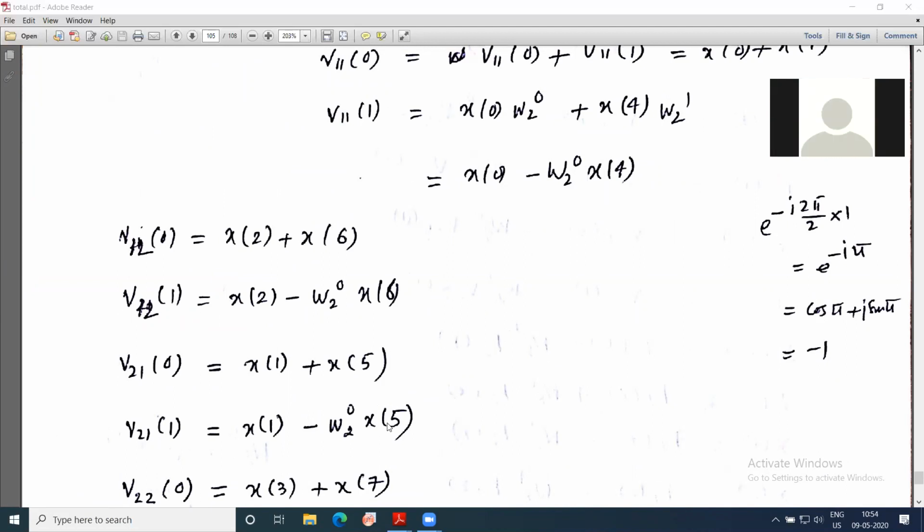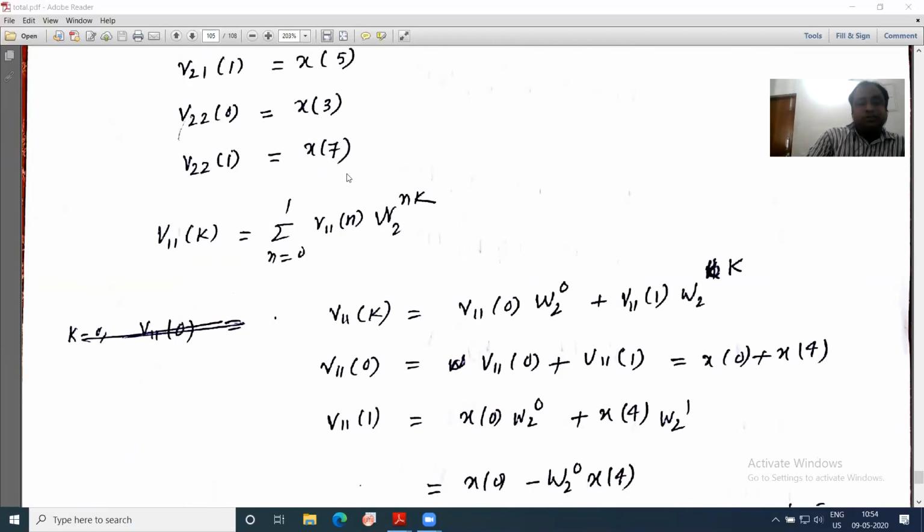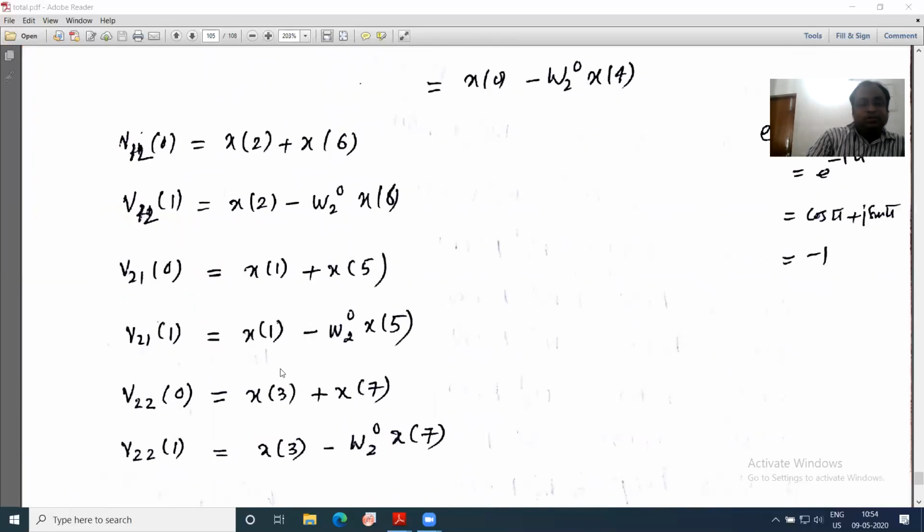Yes, sir. Fine. Now v22 of 0 is x3 and v22 of 1 is x7. So if I compute the DFT, v22 of 0 equals x3 plus x7, and v22 of 1 equals x3 minus w20 x7. Agreed? Yes. Therefore, the 2-point DFT I have computed.